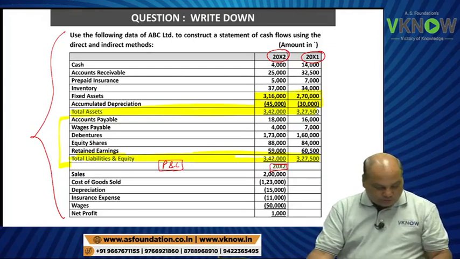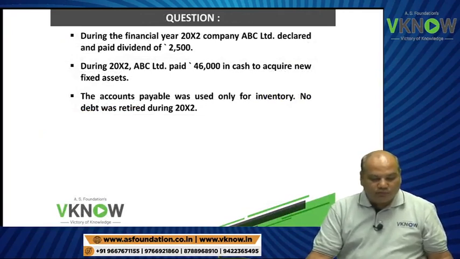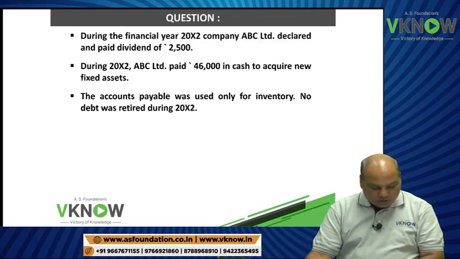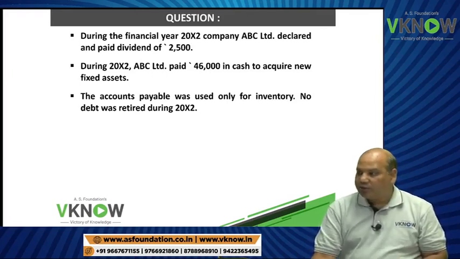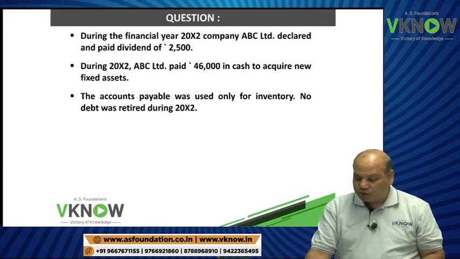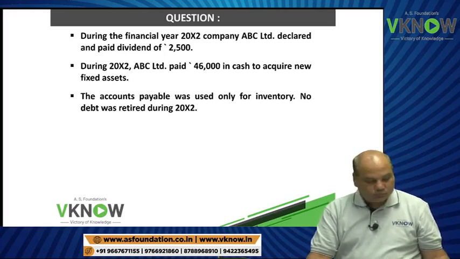This question has no adjustment. Sorry, there is one adjustment. Write down below: during the financial year 2002, Company ABC Limited declared and paid a dividend of rupees 2500.